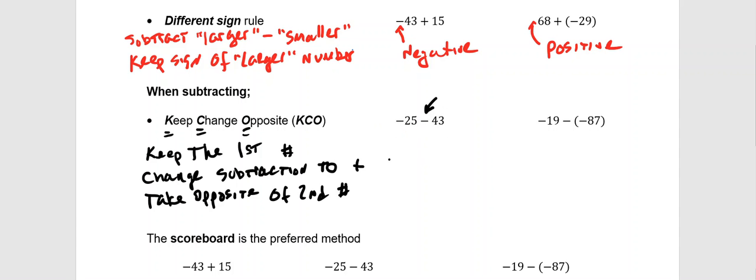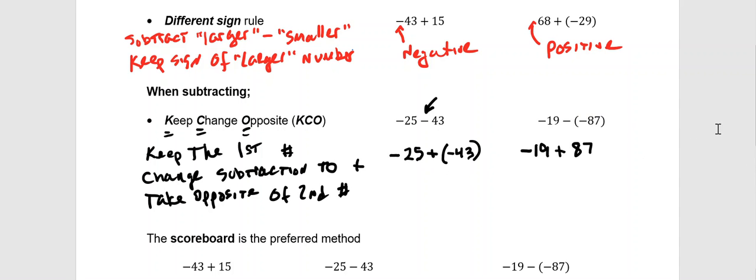So what that looks like is that in the case of this being subtraction, I don't like subtraction. So I'm going to keep the negative 25. I'm going to change the subtraction to addition. And because that's already a positive 43, I'm going to change it to saying that I'm adding the opposite, which is negative 43. In the case of the next problem, I'm going to keep the first number, negative 19. I'm going to change from subtraction to addition. And I'm going to now add the opposite of negative 87, which is 87.